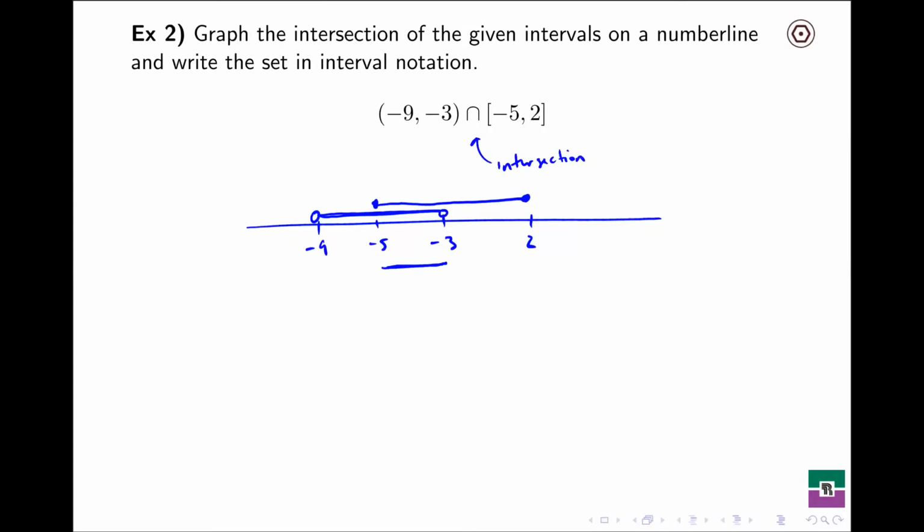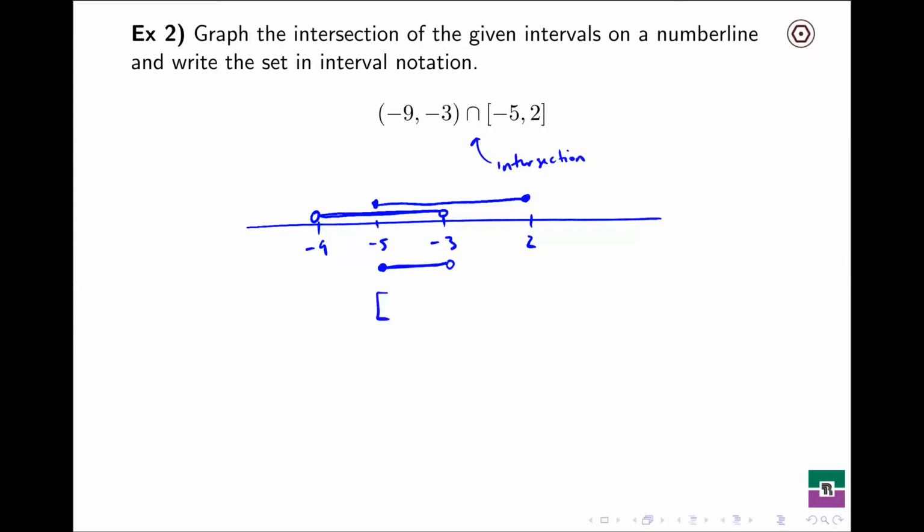Okay, but now let's talk about the endpoints. Are the endpoints -5 or -3 included or not included in the intersection? Well, -5 is going to be included because it's contained in both sets. So closed circle here. However, -3 is not going to be included in the intersection because it's not included in that first set. So since it's not included in that first set, it's not included in the intersection.